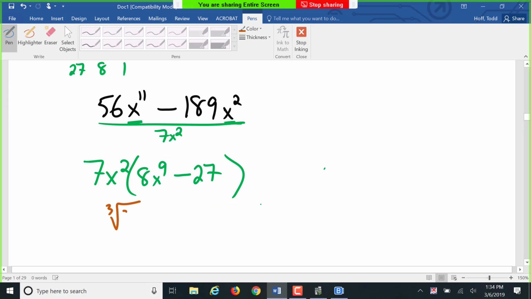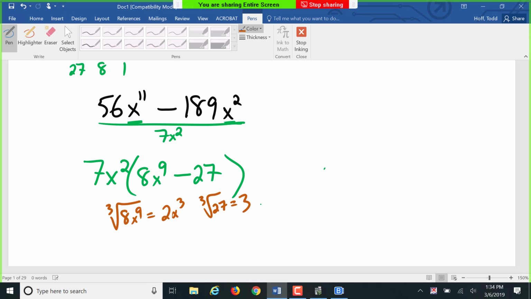What is the cubed root of 8x to the 9th? 2x to the 3rd. Good. Cubed root of 8 is 2, and then you divide the power by 3 to get x to the 3rd. What is the cubed root of 27? 3. So in our solution, we've got to remember the 7x squared.